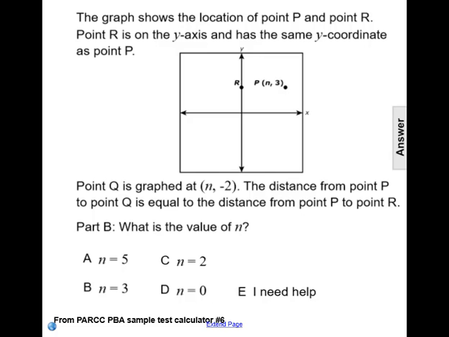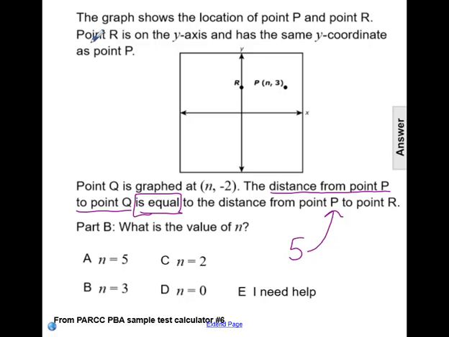Part B, what is the value of n? So the value of n is the x-coordinate of point P and point Q. We know from part A that the distance from point P to point Q is 5. So that is going to equal the distance from point P to point R, right? That's what we're told, their distance is equal. So the distance from point P to point R is 5.